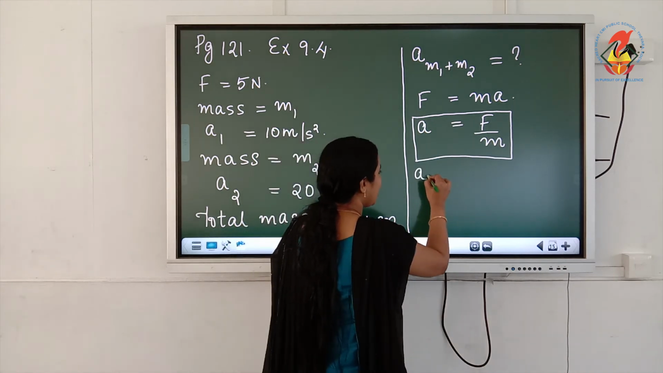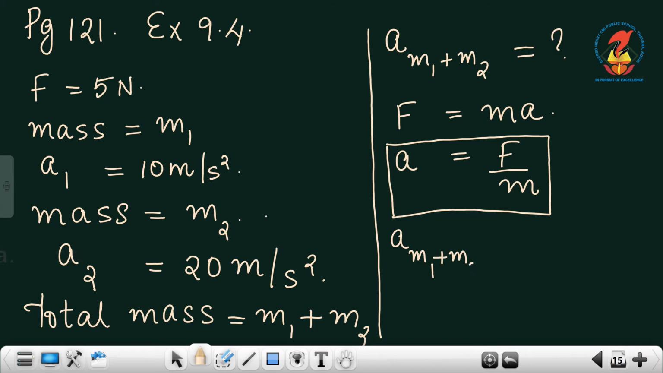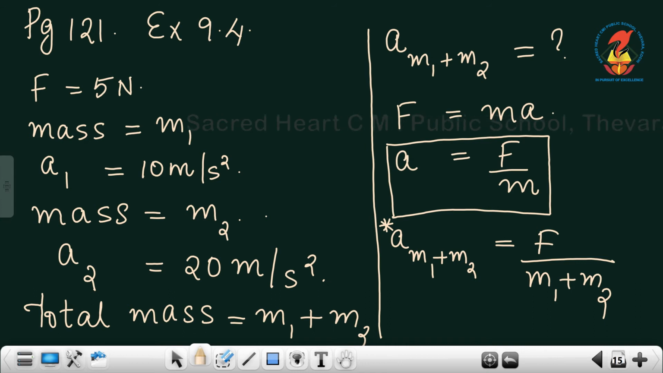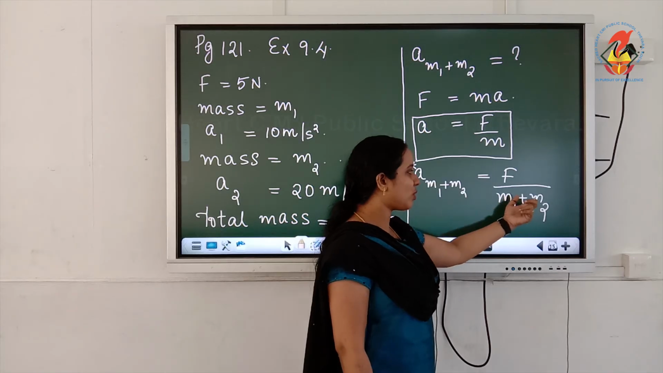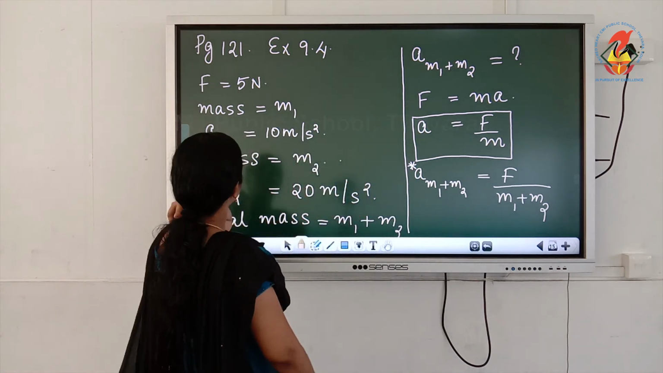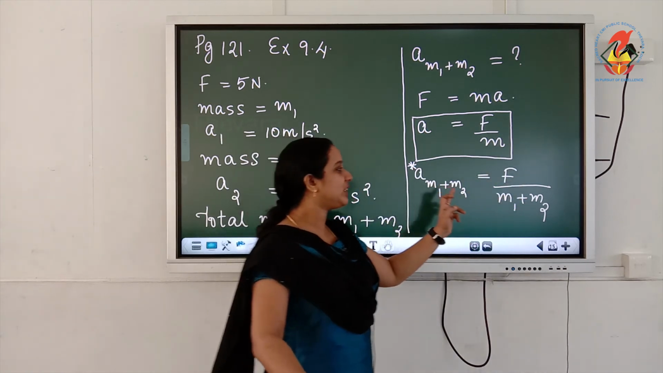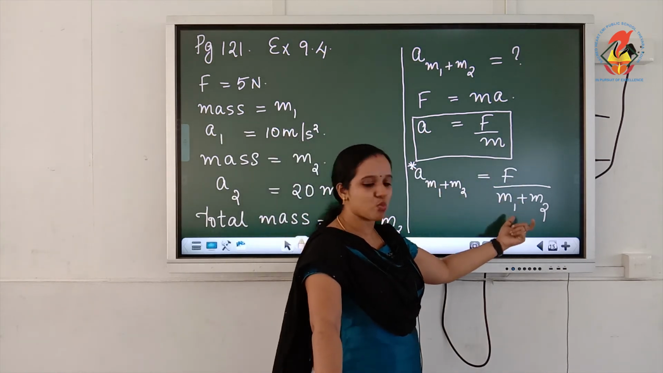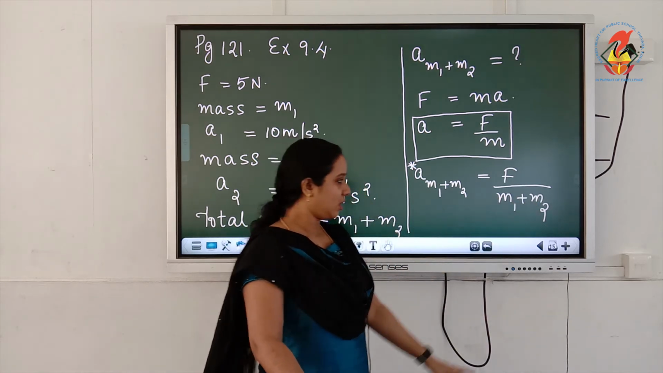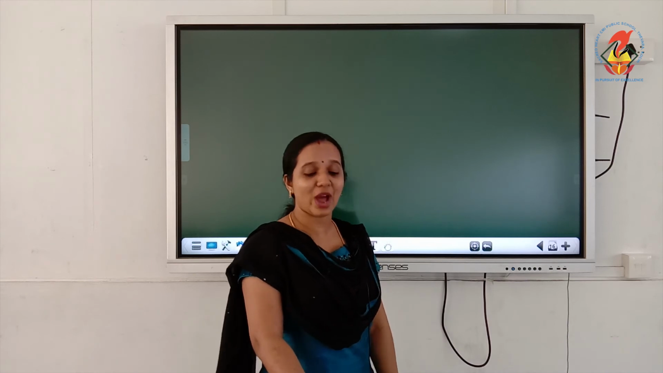So, in this problem we need to find acceleration when both the masses are tied together. When both the masses are tied together, its total mass becomes m1 plus m2. So, that is equal to F by m1 plus m2. In order to solve this we need m1 plus m2, but we don't know the values of m1 and m2. So, before solving for acceleration, we need to get the values of m1 and m2 first.